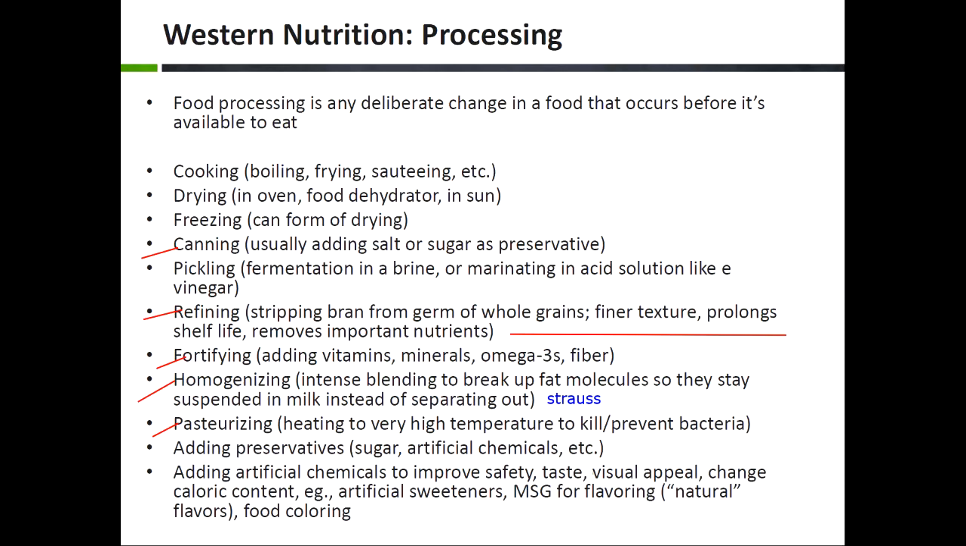And then, of course, they add preservatives like sugar. Sodium benzoate is in everything in India. I hate that. The thing is, I was at Whole Foods the other day, or was it Sprouts? I can't remember.